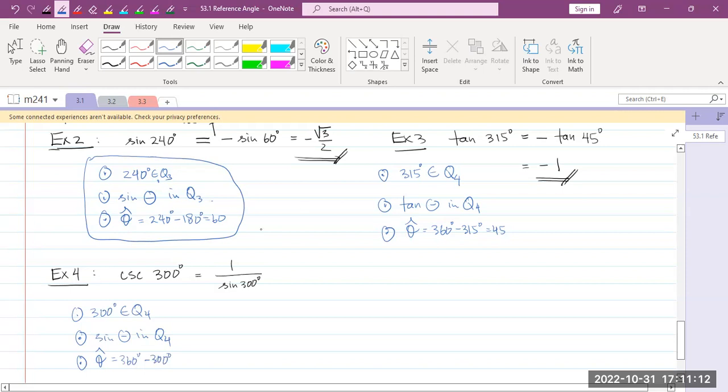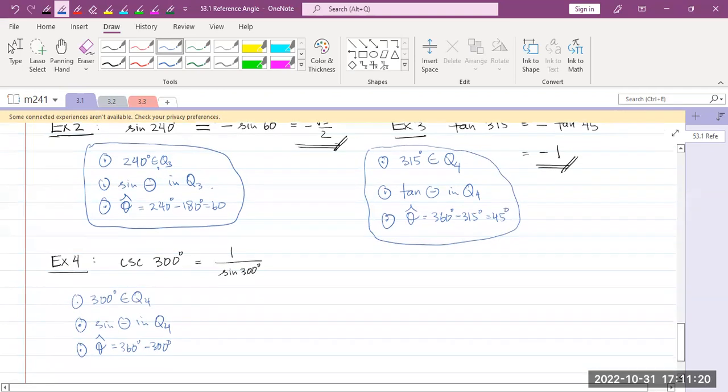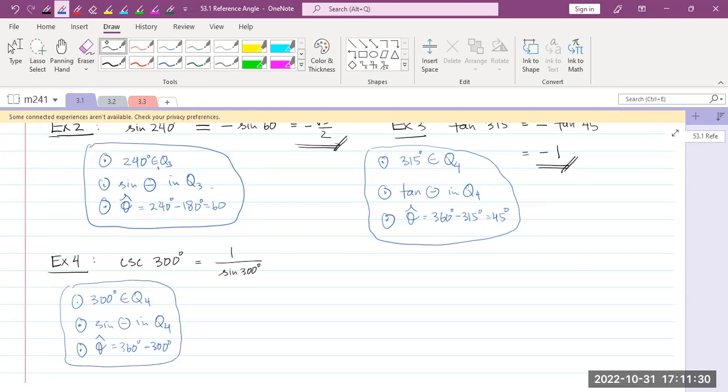Okay, and the reference angle is 360 degrees minus 300 degrees. Now, the part I mark in blue and circle, you don't need to show anymore in your test. I just show you what you're supposed to do, at least mentally. Okay, can I just show it anyway in the test, Thomas? Yes, you can, but you don't need to. Okay, in the long run, you should be able to do this mentally.